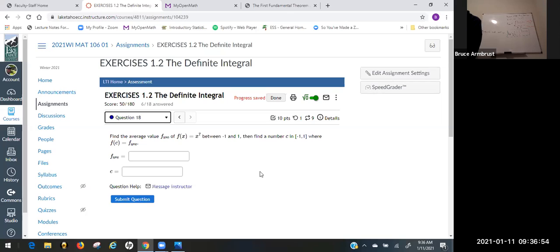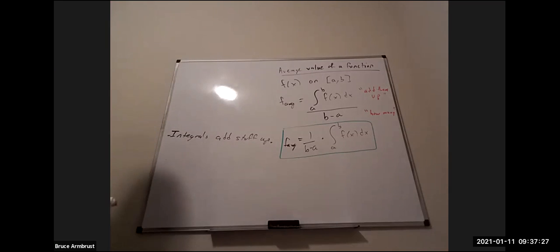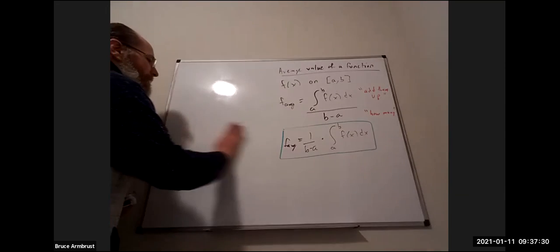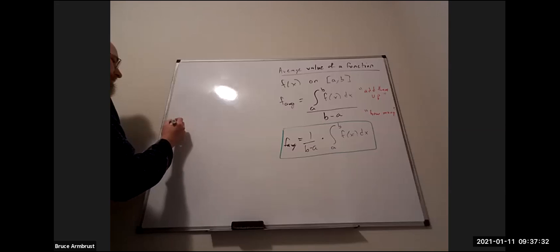And then find a number c where f of c equals that average. So it's saying not just find the average, but then find out where our function actually equals that average. All right, well, let me show you how we're going to set this up. We're still not going to answer it just yet, but I want to at least show you how we're going to set it up. So we are finding the average value of f of x equals x to the 7th.